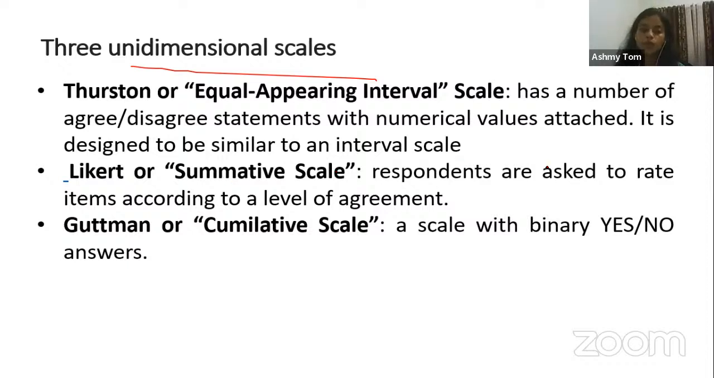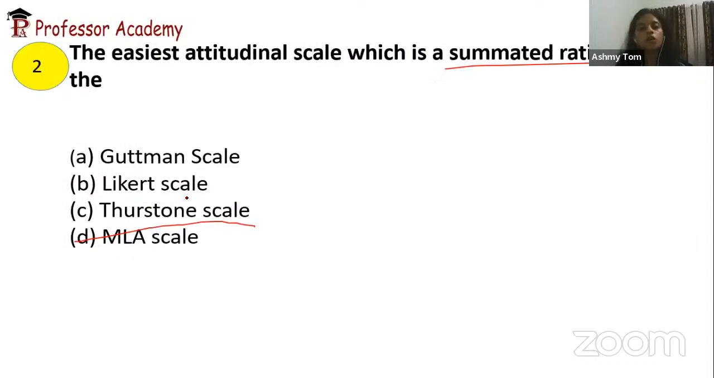Respondents are asked to rate items according to their level of agreement. And finally, we summate the scores together and come to a conclusion. That is why it has been called the summative scale. Then Guttman or cumulative scale, a scale with binary yes or no answers. In our questionnaires, we do have yes or no questions, and that is rated through the Guttman or cumulative scale. So moving on to the question, we know the summated rating scale is the Likert scale. So the answer is option B.